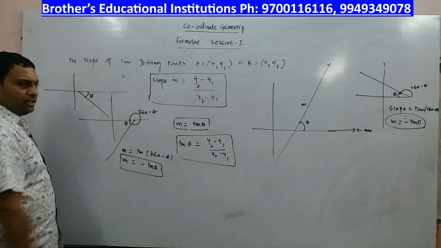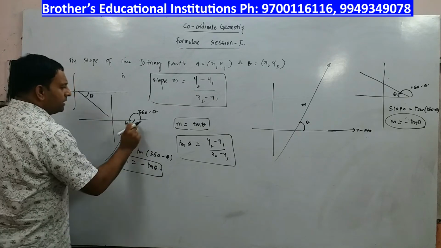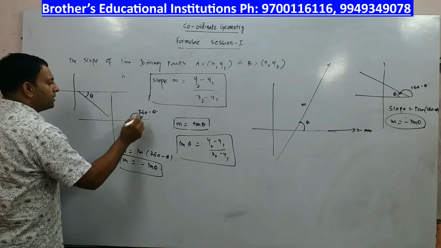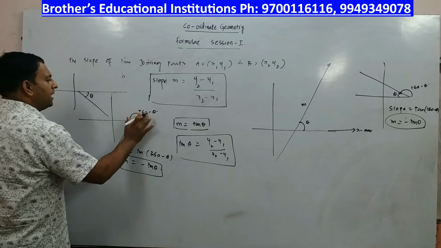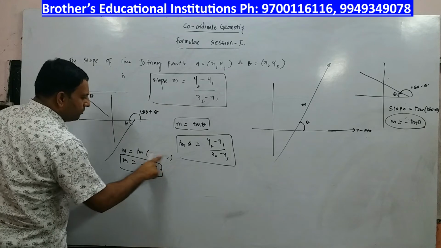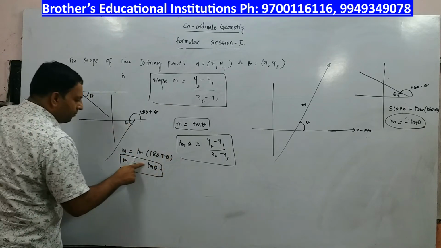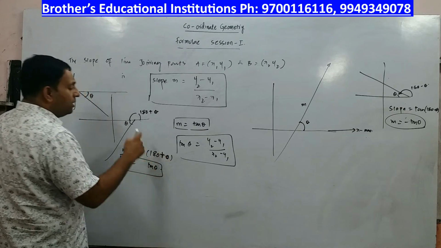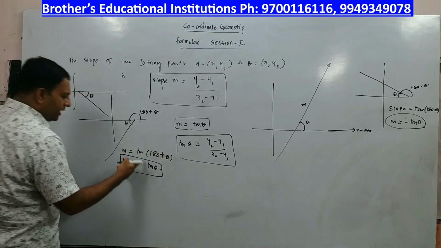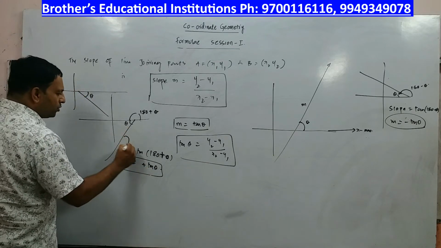You may ask me, sir, if the line is inclined like this and this makes an angle theta. I'm sorry, this is not 360 minus theta. This is 180 plus theta. So instead of 360 minus theta, it is 180 plus theta. So slope of this line will be m is equal to tan of 180 plus theta. 180 plus theta lies in the third quadrant. In the third quadrant tan is positive. 180 is an even multiple, tan remains tan. So for this line, the slope formula is this.